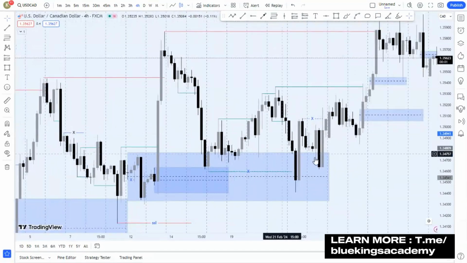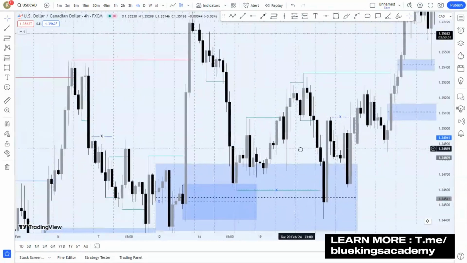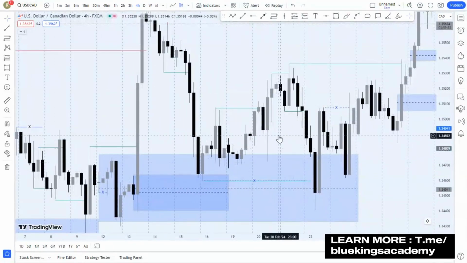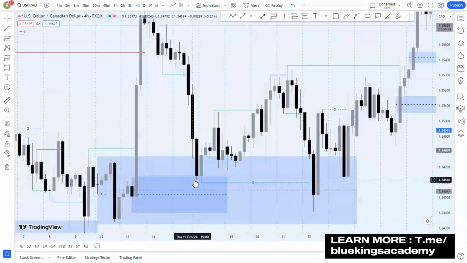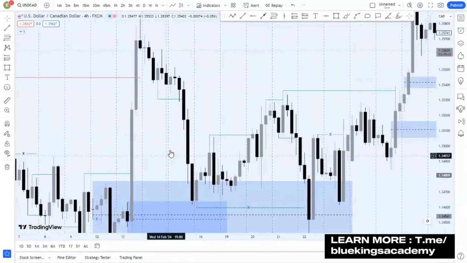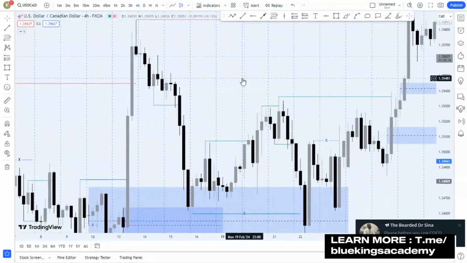What I mean is this, looking for a perfect example. So we see on this day, 20th February, price has reacted from a demand right here. And we know the next draw on liquidity is higher. We know that's the next direction.